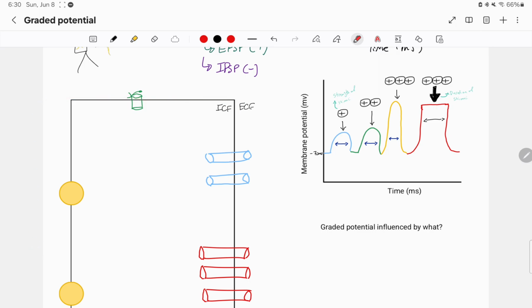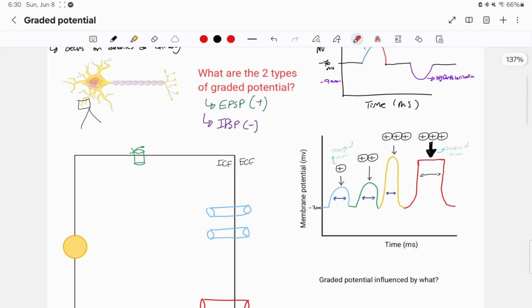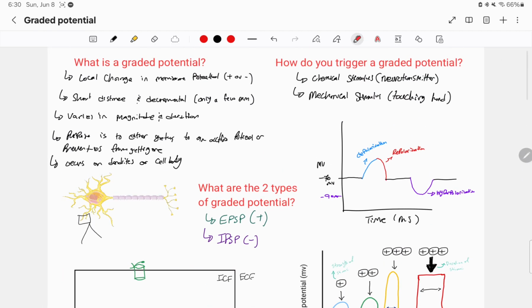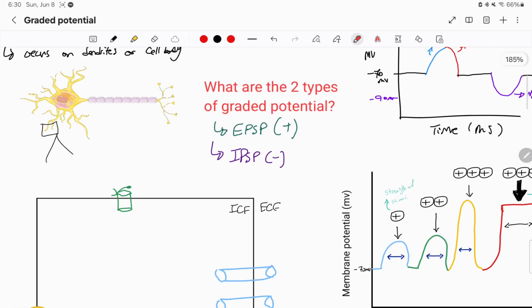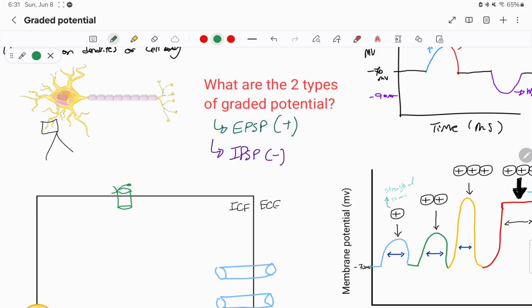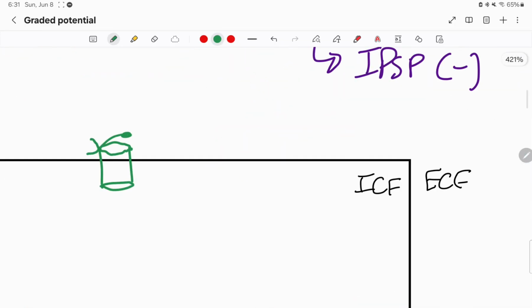Okay. In order for a graded potential to occur, we have to have a trigger, a stimulus. We said that we're not going to talk about a mechanical stimulus, so don't really worry about this. We're going to talk about chemical stimulus, okay? Now, the chemical stimulus in question is a neurotransmitter. So there are these channels, if you will, called ligand-gated channels.